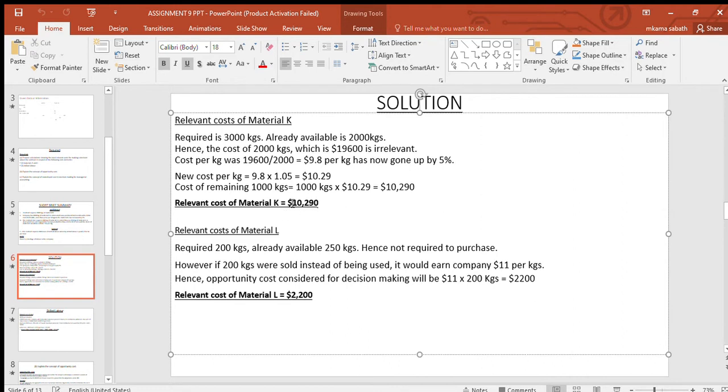So the amount of material for K will be 10,290. That's for K. For L, the required was 200 kg. We already have 250 kg, and hence it's not required to purchase. However, the 200 kgs could be sold instead of being used. It would earn the company 11 per kg. The opportunity cost considered for decision making will be 11 per kg times the 200, whereby you get $2,200. That will be the relevant cost of L. You can see K is 10,290 and for L it will be 2,200.